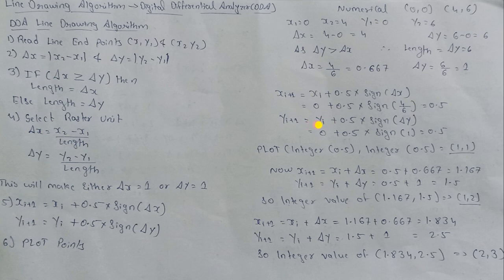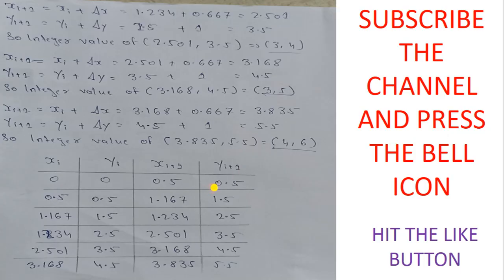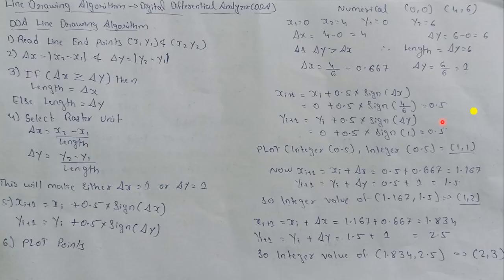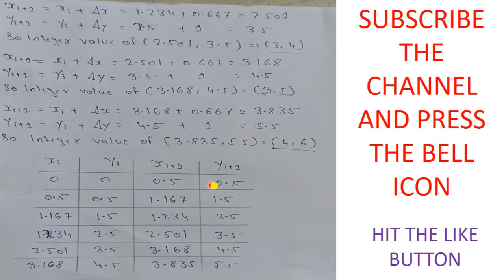For yi plus 1, equal to yi, this same formula I have put here: yi plus 0.5 into sine of delta y. Whatever the yi value is, that I have put. After that, plus 0.5 as it is into sine of the delta y value. The delta y value is 1. So 1 into 0.5 is 0.5. So the xi plus 1 value is 0.5 and the yi plus 1 value is 0.5. That I have put here, 0.5 and 0.5.